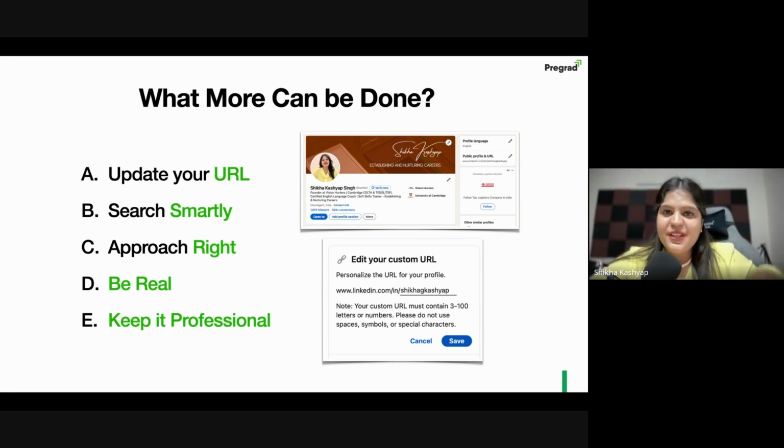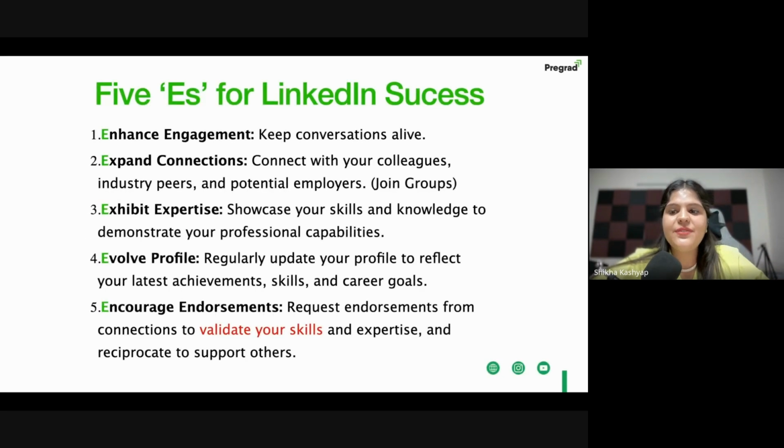Okay, just one more thing. When you click on that public profile link, you will get this edit your custom URL. Then you just need to add your name and save. Done. Okay, Abhijit, I can see that. Good.